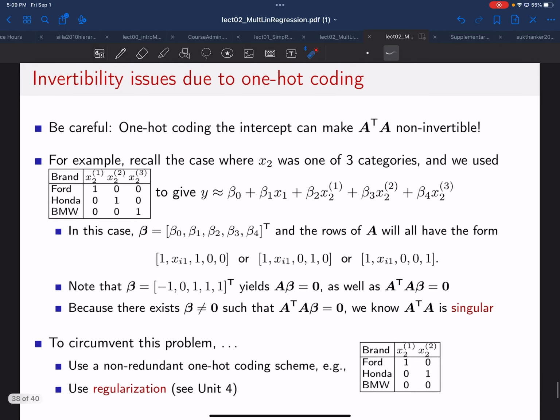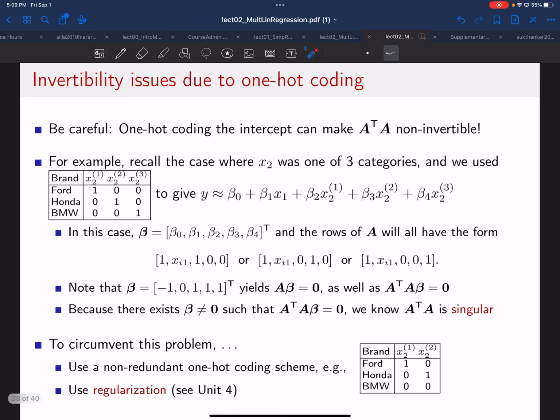So how do we fix it? It's actually pretty easy. There are many ways to do it, but one way is you simply omit this last column. It's enough to just use those 2 columns for your one-hot coding, and that will get rid of the problem. Another thing we'll talk about later in Unit 4 is we can come up with a more robust method that doesn't care if the A matrix or A transpose A is non-invertible. That's another way around this problem. But we'll talk about that later.